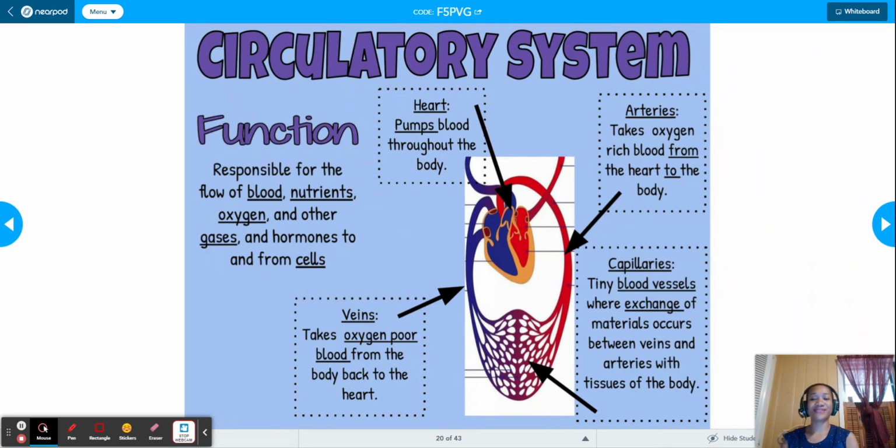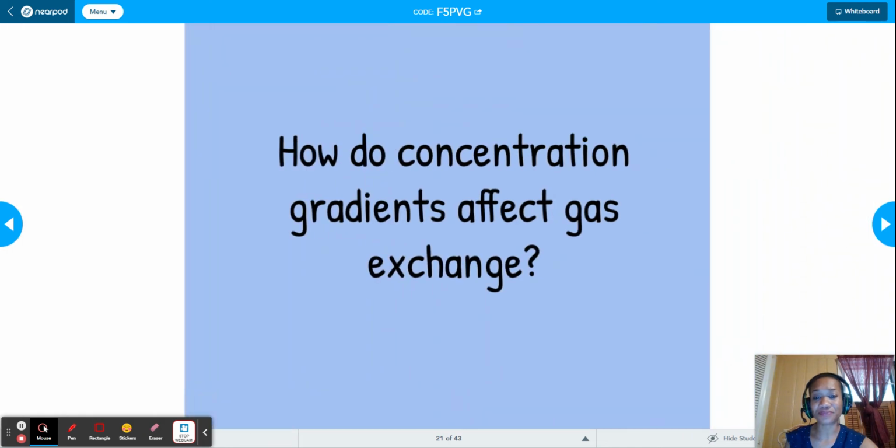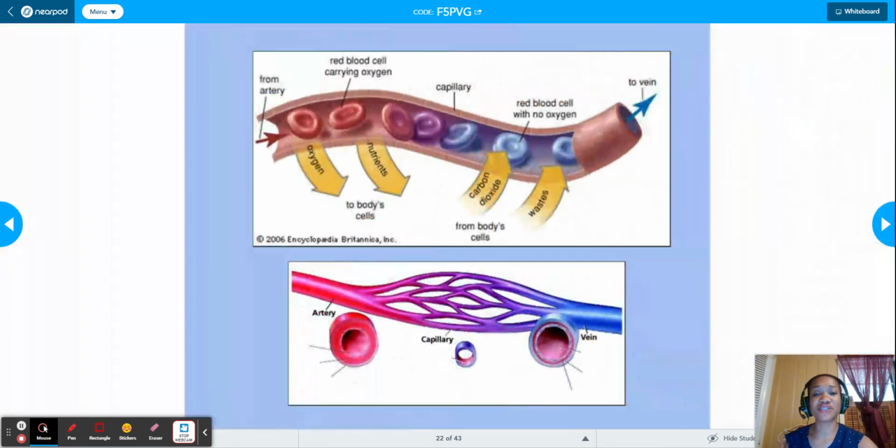Our circulatory system is responsible for the flow of blood, nutrients, oxygen, other gases, and hormones to the cells. You can see here the major organs such as the heart, the arteries, capillaries, as well as the veins. Now, we do have to have an exchange of gas, and so the next slide is going to show you how these exchanges of gases take place within the human body systems and within the cells.